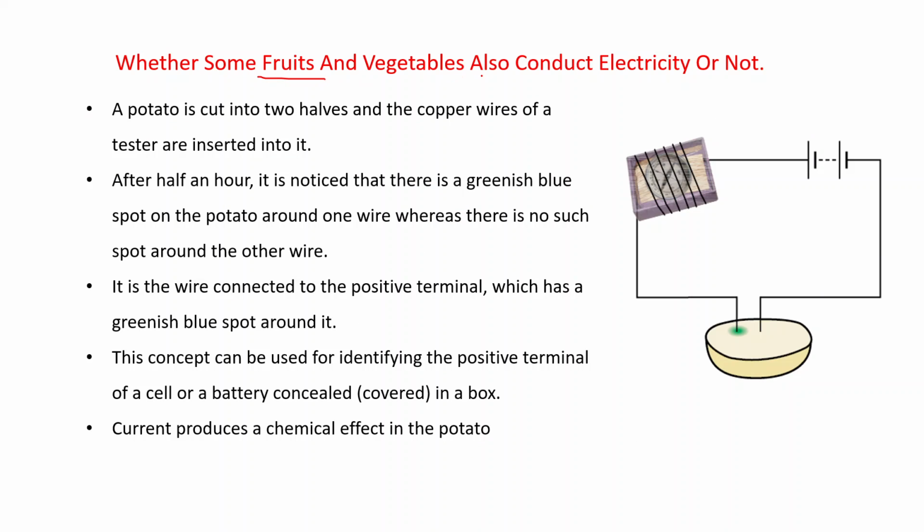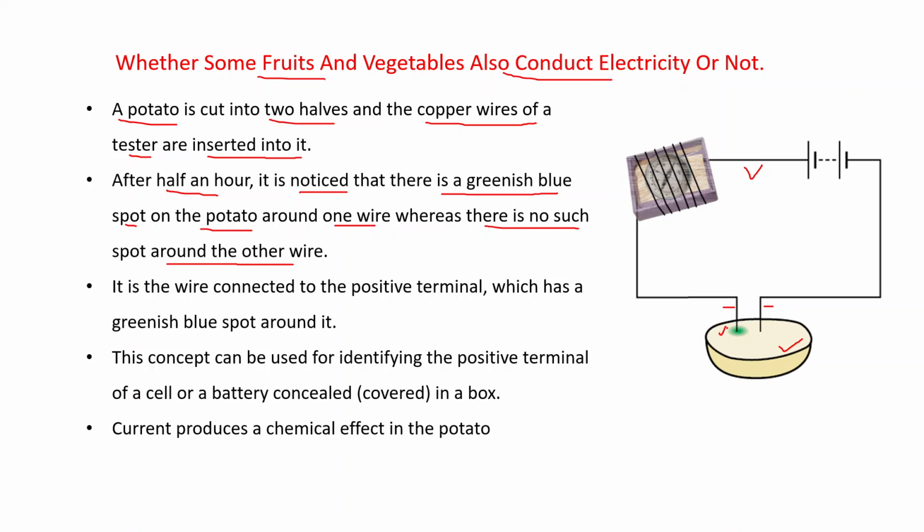Do some fruits and vegetables also conduct electricity or not? Let us see one more activity. A potato, aloo, is cut into two halves, and the copper wires of a tester are inserted into it. This is our tester, and these are the free ends of the tester. These ends are immersed in the potato. After half an hour, it is noticed that there is a greenish blue spot on the potato around one wire, whereas there is no such spot around the other wire. You can see in this diagram.